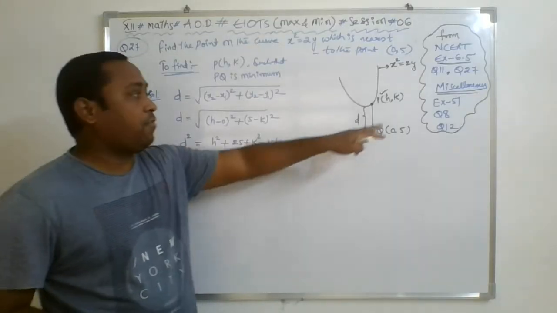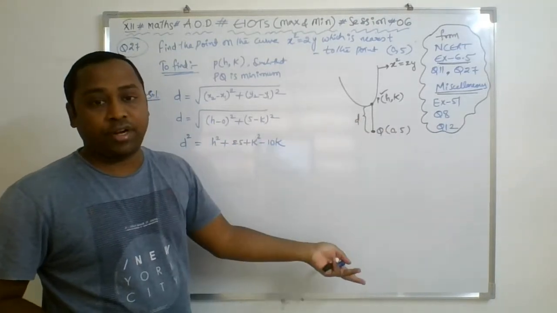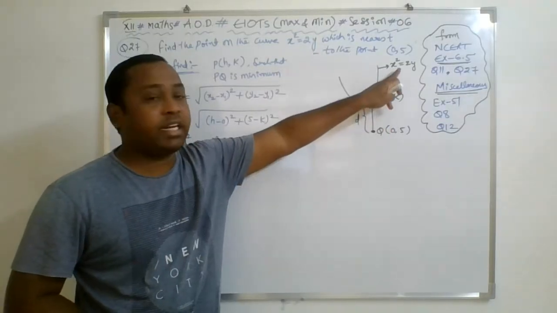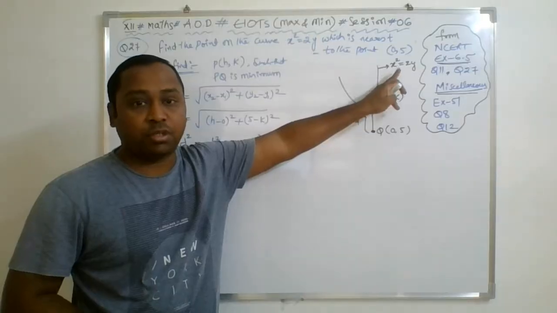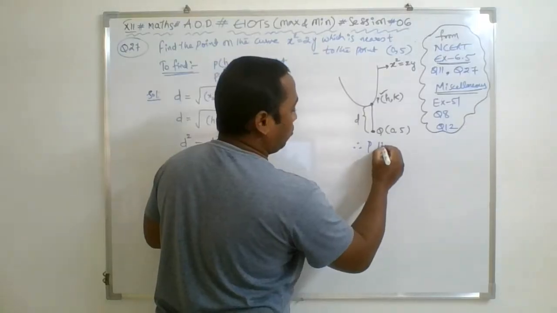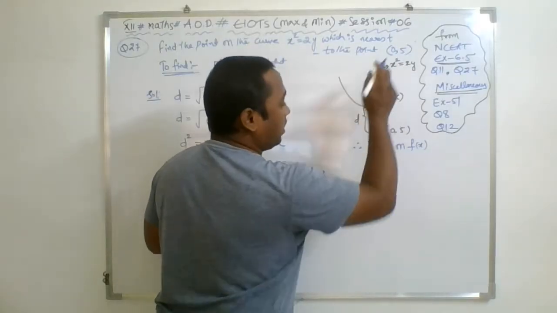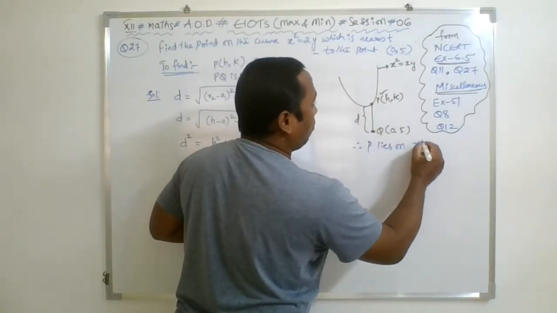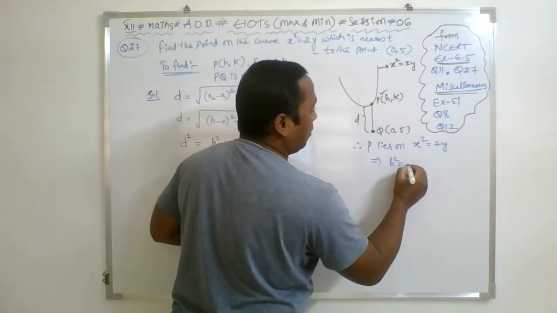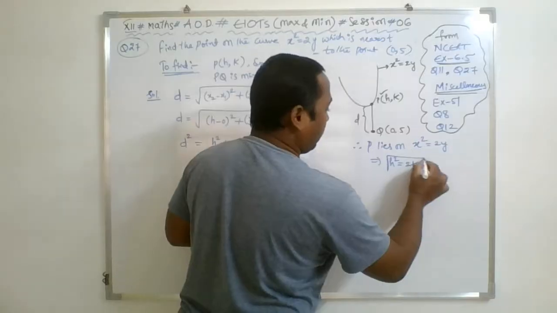For that, if we observe the figure, this point (h, k), which we call the required point on the graph, is already on the graph, so (h, k) must satisfy the function. Hence, P is a point that lies on the function f of x, that is, P lies on x square plus 2y, which implies that h square is equal to 2k. So this is the relation I have between h and k.